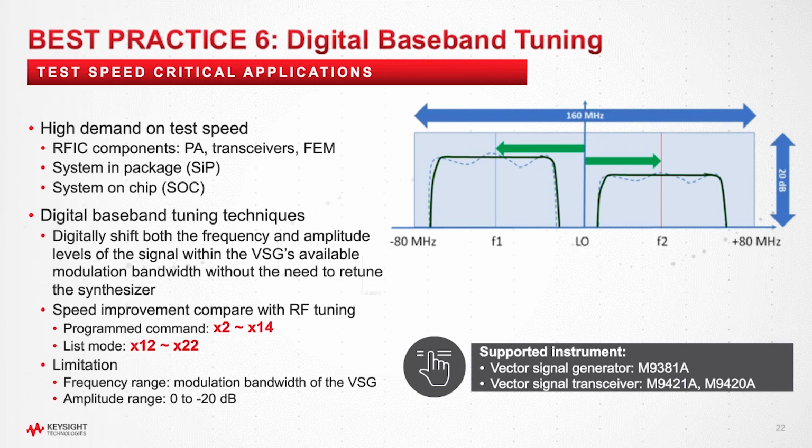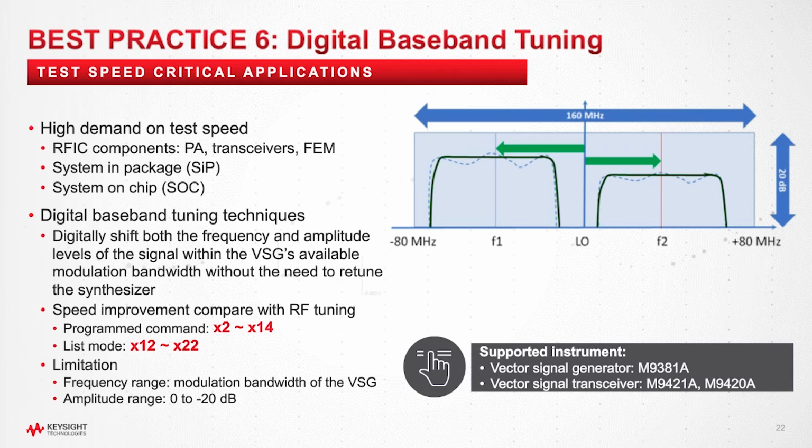The ultimate speed challenge occurs at the RF component level of the wireless food chain. For example, the RF power amplifier, transceivers, front-end module, system-in-package, and system-on-chip require fast test speed in the production line. Digital baseband tuning techniques offer the ability to digitally shift both frequency and amplitude of the signal within the vector signal generator's available modulation bandwidth without needing to retune the synthesizer.